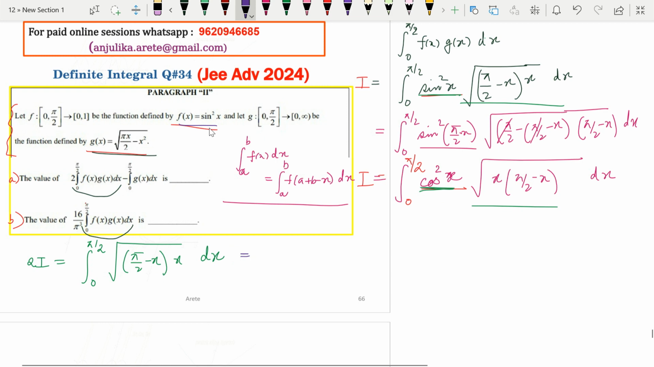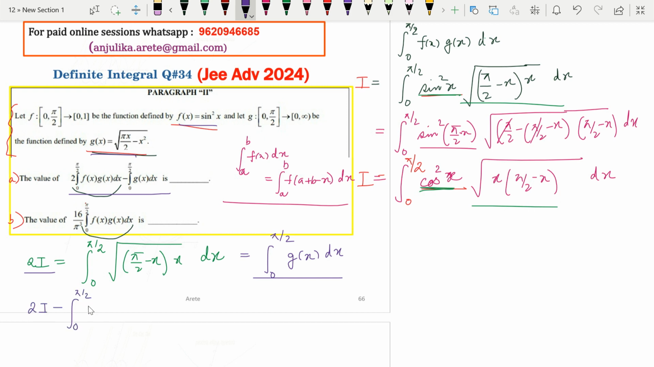Now, did you realize what happened? f of x is gone. You are only left with g of x, because what you have got is the integral from 0 to pi by 2 of g of x dx. So you got 2I is this. Now look at the first one, what they're asking. They're asking 2I minus this. What do you think it should be? 2I minus the integral from 0 to pi by 2 of g of x dx would be 0, because they're equal. So you got this answer.